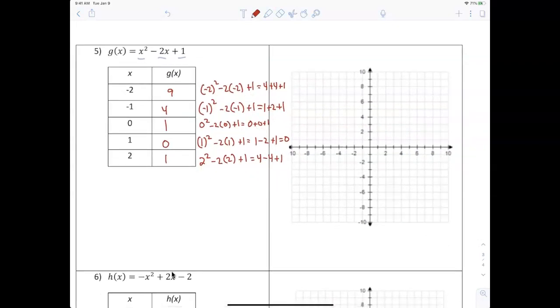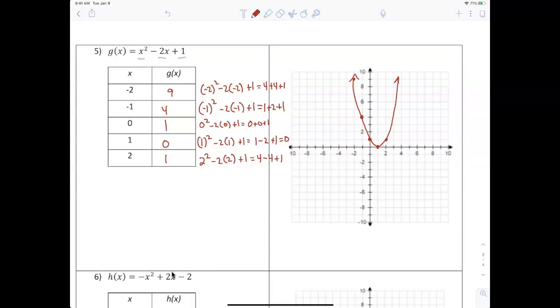Let's start with (0, 1), (-1, 4), (-2, 9). Then we have (1, 0), and then (2, 1). Okay, look at that. So I think I can see the outline of the graph now. Looks something like this. And then I can bring it back over here. There's the outline of the graph.